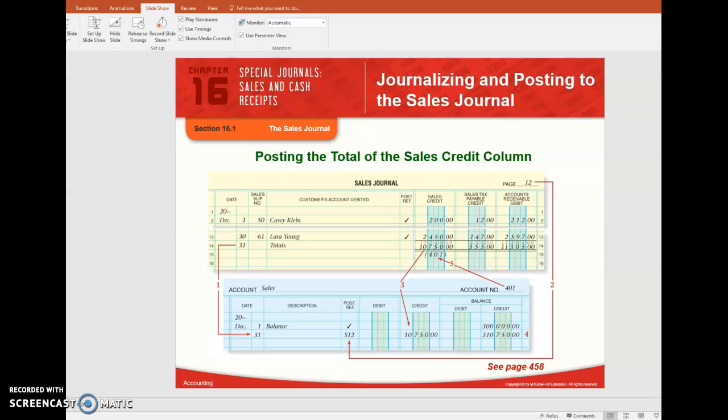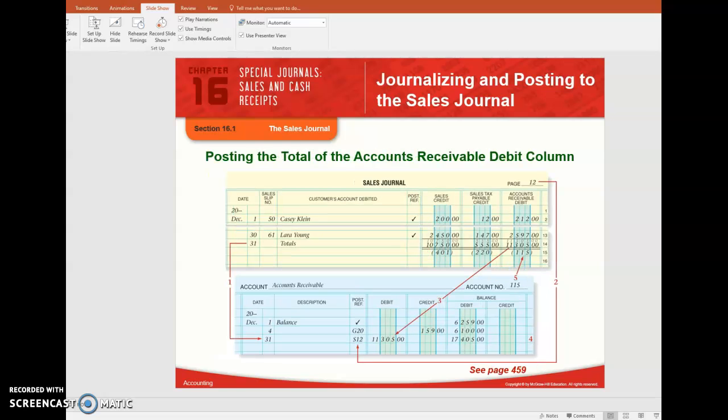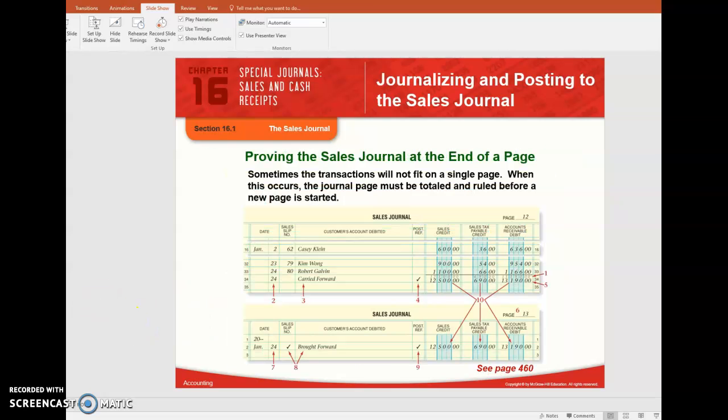So that's how we will work on these special journals. Here's the accounts receivable. They're showing you taking that debit and posting that in there. And then again, putting that underneath the post reference.